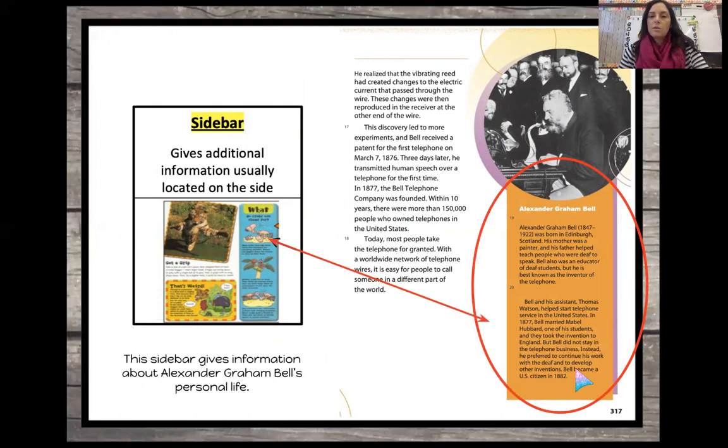So it says Alexander Graham Bell was born in Edinburgh, Scotland. His mother was a painter, and his father helped teach people who were deaf to speak. So all of this information adds to your understanding of Alexander Graham Bell. It's not directly related to his invention of a mode of communication, but it gives you a little bit more background knowledge of him as a person.